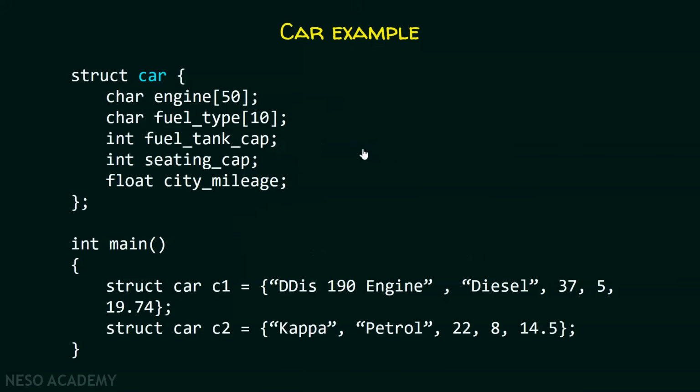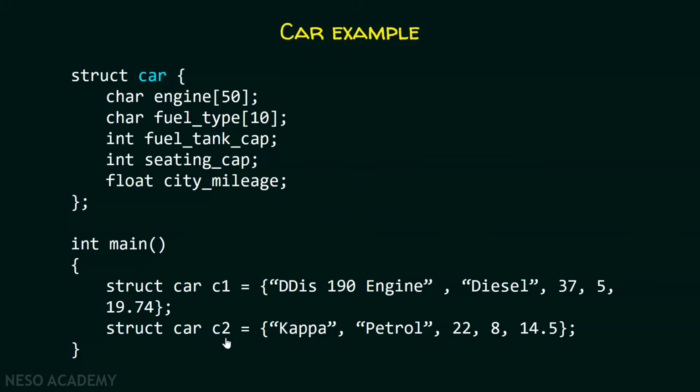Okay. Let's take this example of a car. We have the struct car and within this structure, we have this engine, fuel type, fuel tank capacity, city mileage. Within the main function, we have created a variable C1 of type struct car, which means that C1 can access all these members, right? Here we are simply initializing all these members by DDIS 190 engine, diesel, 37.5, 5, 19.74, which means that DDIS 190 engine is assigned to engine and diesel is assigned to fuel type. This is fuel tank capacity, this is sitting capacity, and 19.74 is the city mileage, right?